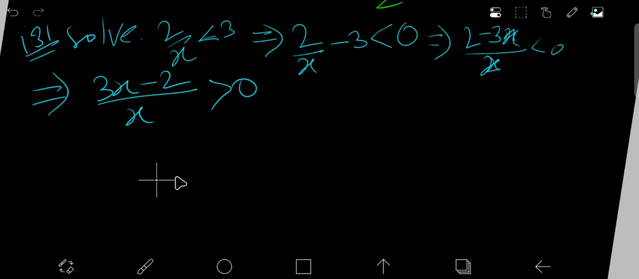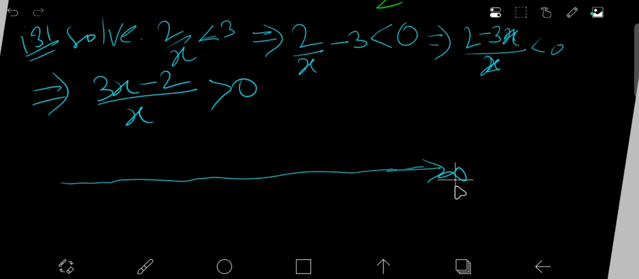Now we draw the real line here, like this. This side is plus infinity and this side is minus infinity, and we get the roots here. From here x is not equal to 0, so 0, and from here we get 2 by 3. For this, you don't take x equal to 0, so this one is open and this one is also open, because here it is greater than 0.